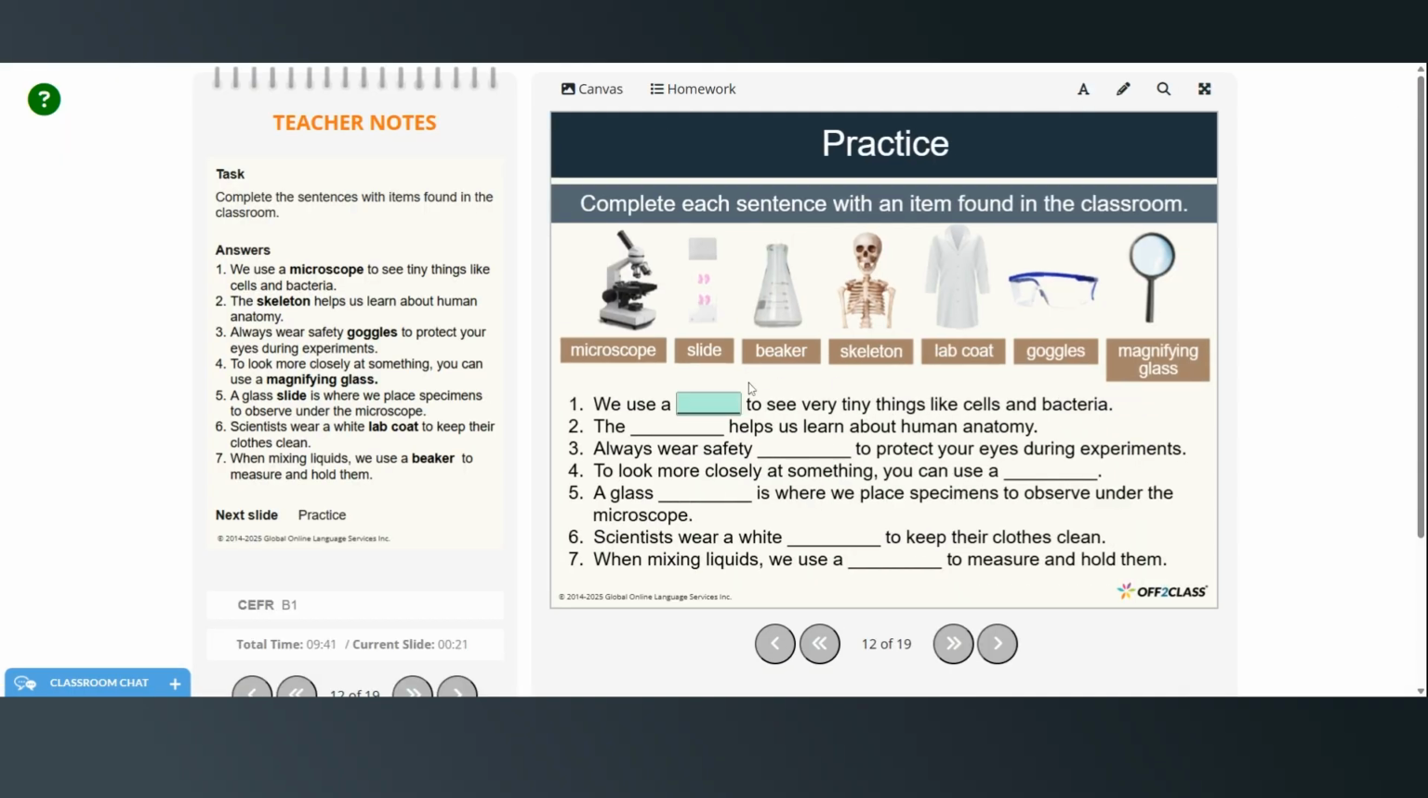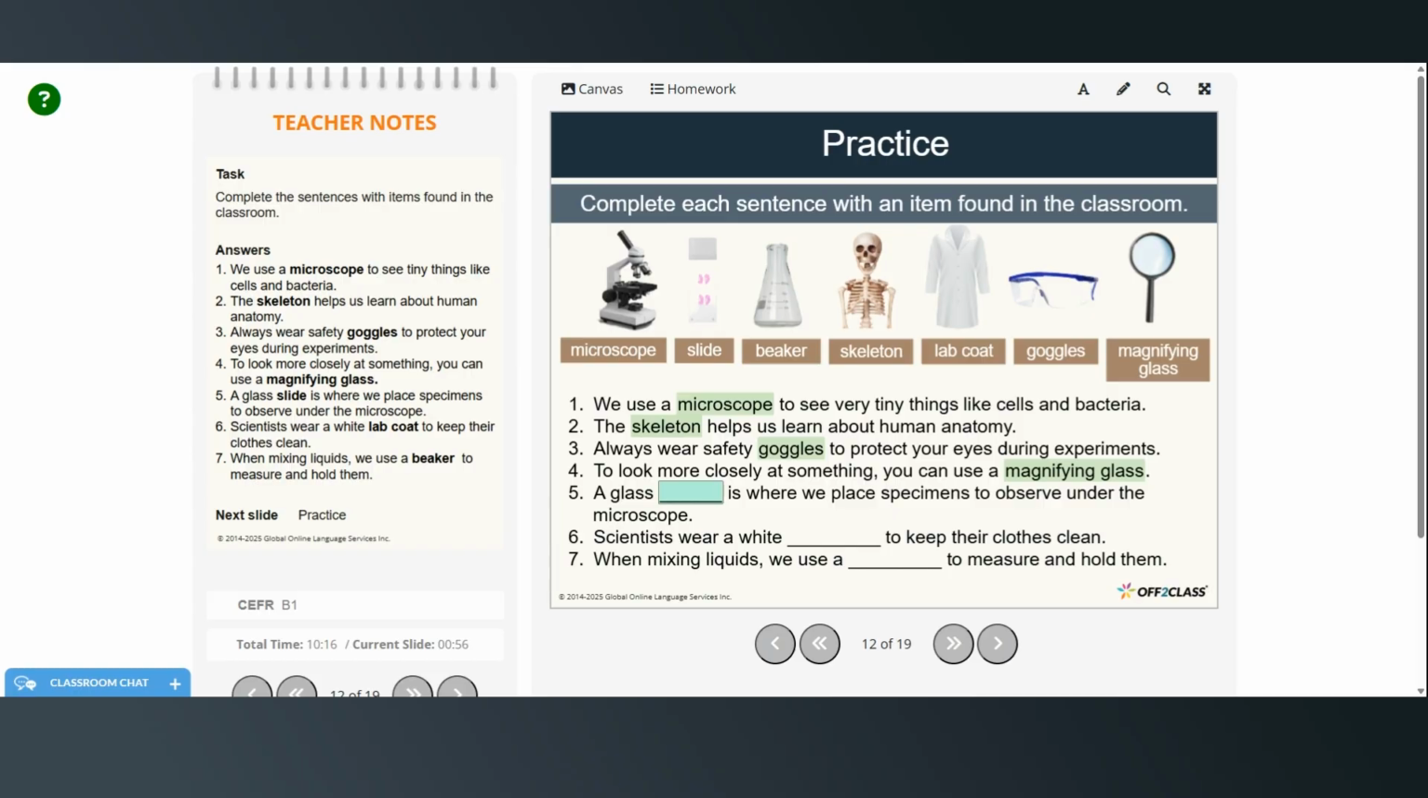Okay, number one, we use a microscope to see very tiny things like cells and bacteria. The skeleton helps us learn about human anatomy. Always wear safety goggles to protect your eyes during experiments. To look more closely at something, we can use a magnifying glass.